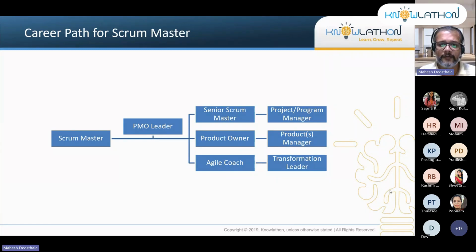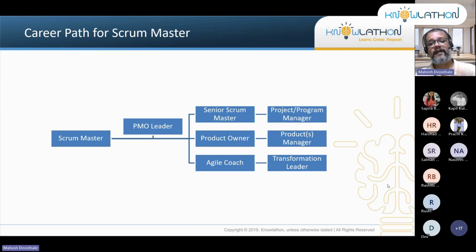Rashmi, what's the next one? Yes. The next one is a question from Mohammed Imran. He asked where we can see the Scrum Master profile after 5 to 10 years, and whether AI will take this kind of job.